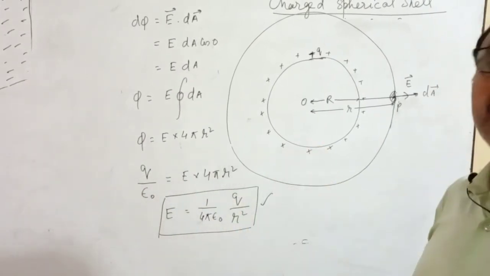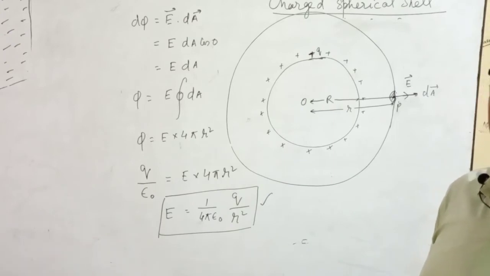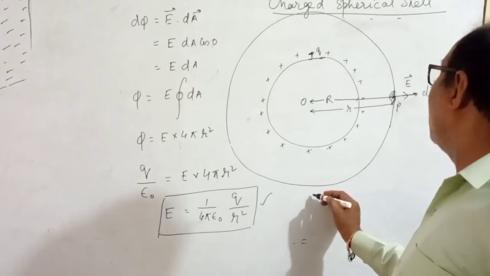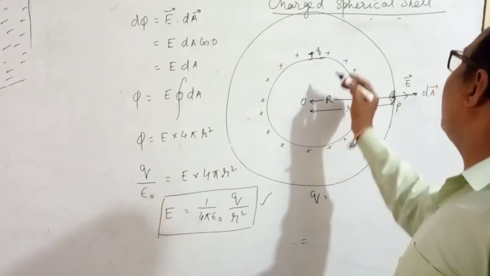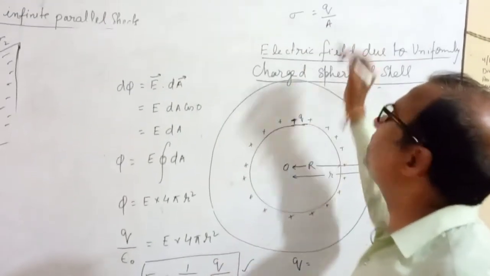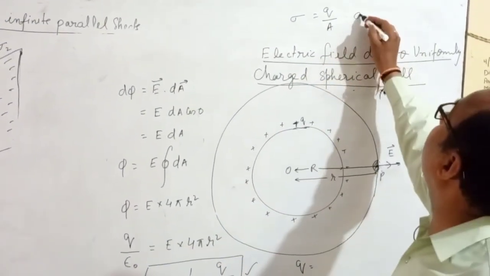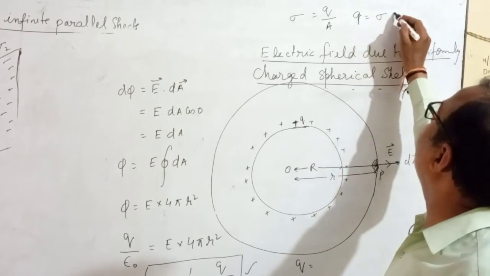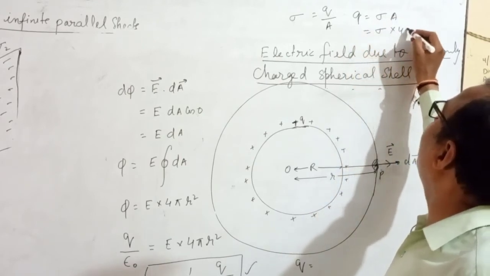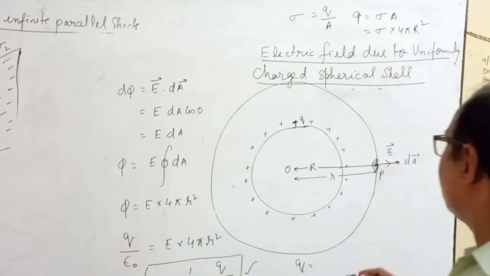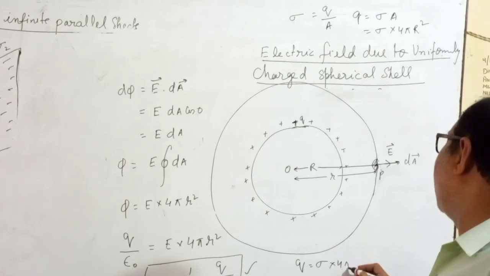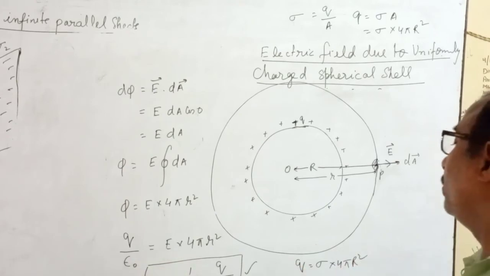This is your formula for intensity of electric field. Now, suppose in place of Q we take sigma. As you know, sigma equals Q upon A, the surface charge density. So what is Q equal to? Sigma into A. What is A? Area of sphere, 4 pi r square. So sigma into 4 pi r square, you can take as Q.